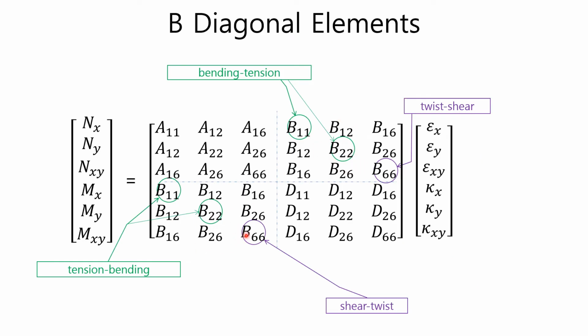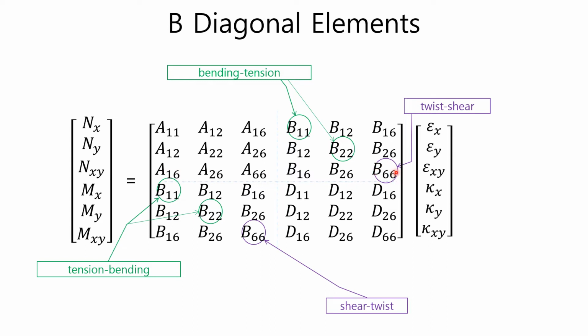B matrices are the coupling matrices between in-plane and out-of-plane matrices. The curvature kappa x produces the force Nx in proportion to stiffness element B11. The curvature kappa y produces the force Ny in proportion to stiffness element B22. The curvature kappa xy produces the shear force Nxy in proportion to the stiffness matrix B66.